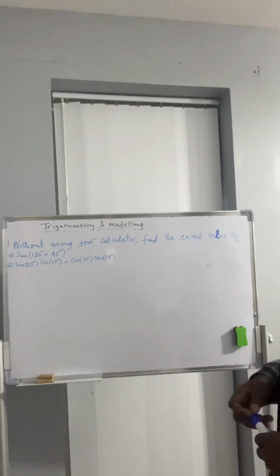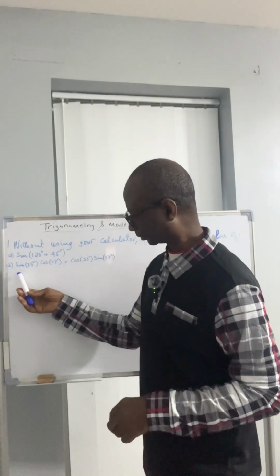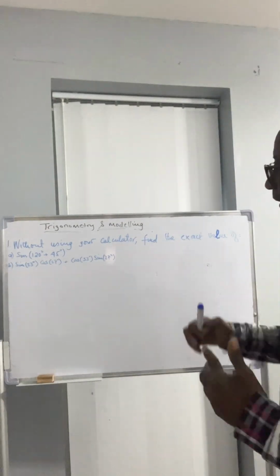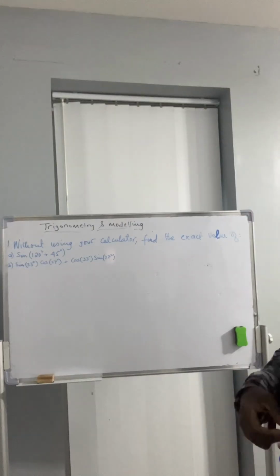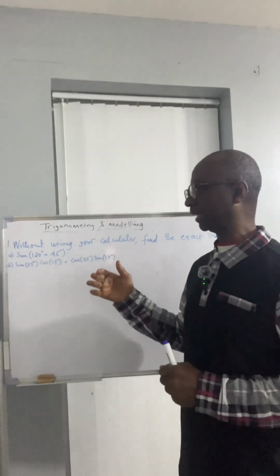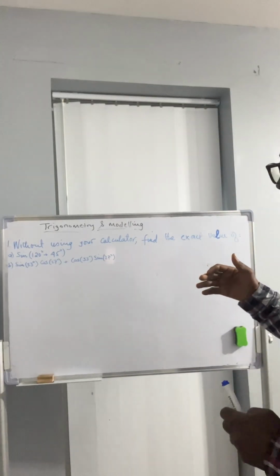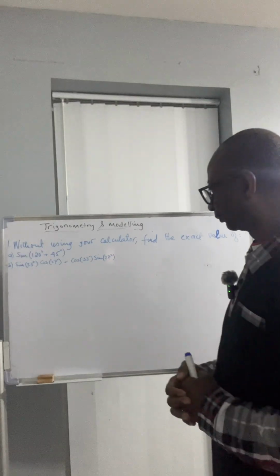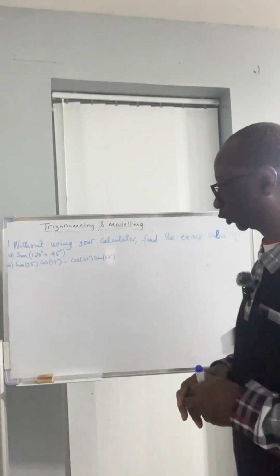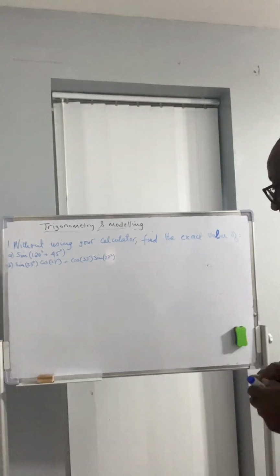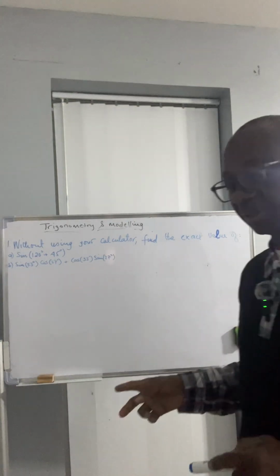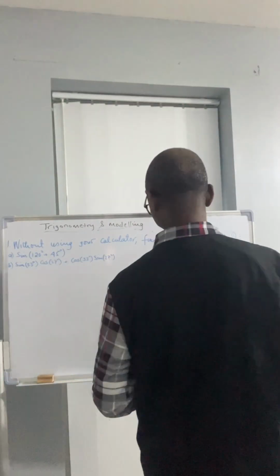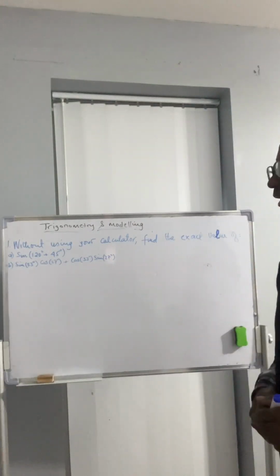So they don't change. Under this topic, our main tool here is the angle addition formulas. That is our main tool to use. You see sine of A plus B equals sine A cos B plus cos A sine B. Those are the ones we are using here.